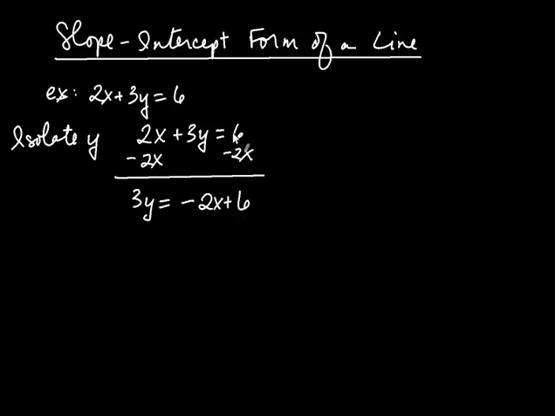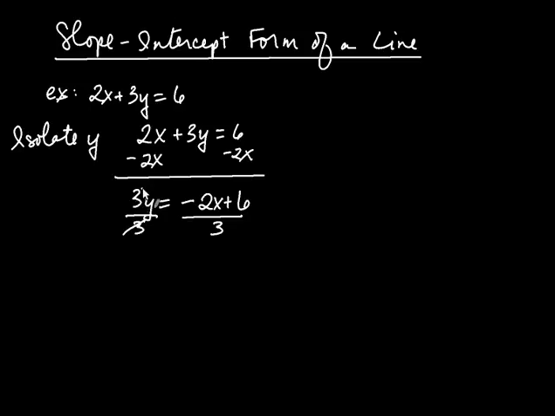Now you might say, why didn't I write this as 6 minus 2x? Turns out when you have slope-intercept form, you always write the right-hand side like this. You always write the x first, or the term containing x first, even if the coefficient is negative. That's just part of the form. Okay, now we're going to divide both sides by 3.